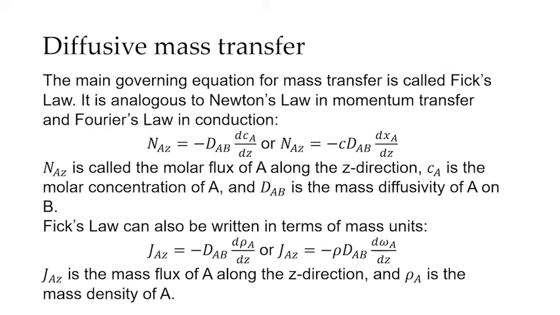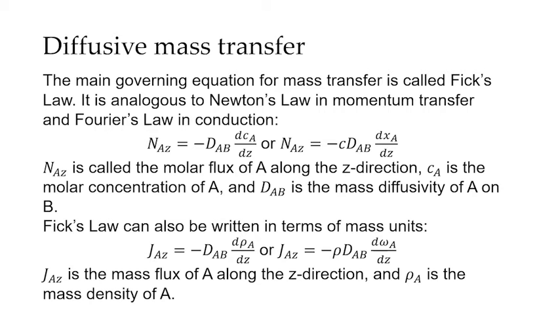That is equal to negative D_AB. D_AB is the mass diffusivity of A on B. Take note that we have two subscripts on D. That's because for this instance, we are saying that substance A is diffusing through substance B. Okay? And that mass diffusivity is multiplied by dC_A over dz, in which C_A is the molar concentration of species A, and z is the distance between two reference points.